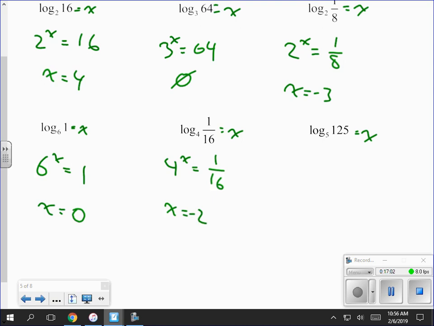And then 5 to the x equals 125. X is 3, because 5 cubed is 125. You should know your perfect cubes up through 5 cubed. You should have them memorized. It will make your life much simpler when we're doing these problems.